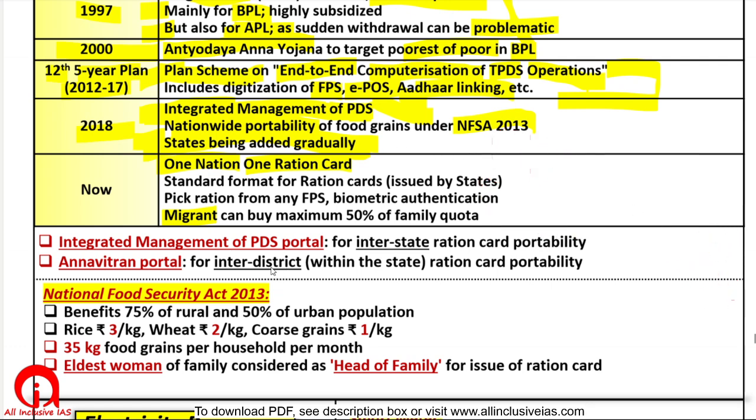One thing you should remember, this Integrated Management of PDS is for interstate portability, from Bihar to Delhi, suppose. The government also has the Anna Vitran portal, which is for inter-district portability. That is, within Bihar, you go to some other district and you are able to take your ration benefits. That is through the Anna Vitran portal. IMPDS is for national portability.